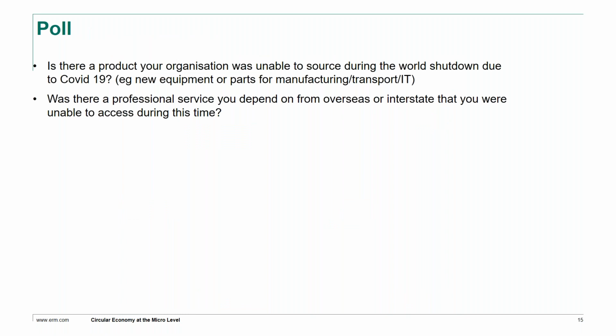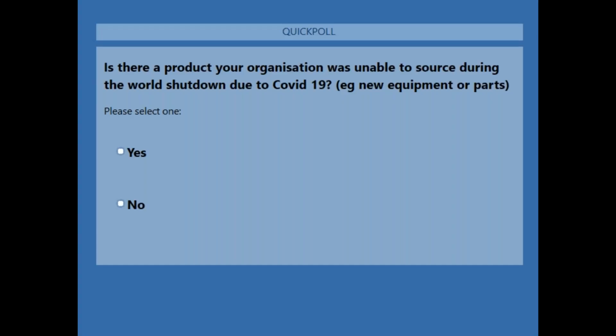Okay, so I'm just going to do a final poll, 2 more questions, just to gauge if anyone on the call had disruptions to their supply chain during the COVID-19 restrictions. I'll hand over to you, Raquel, for the poll. Thanks, Henrietta. So again, you should all see these coming up onto your screen in view now. So again, we have a yes/no question posed. And the question is this: is there a product that your organization was unable to source during the world shutdown due to COVID-19? So for example, new equipment or parts or anything of that like.